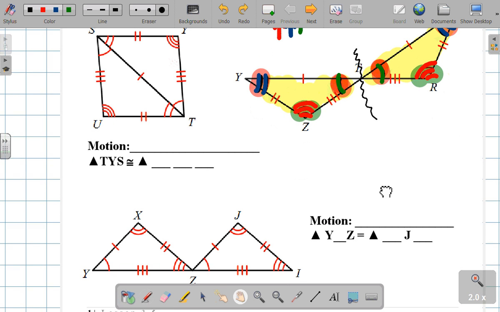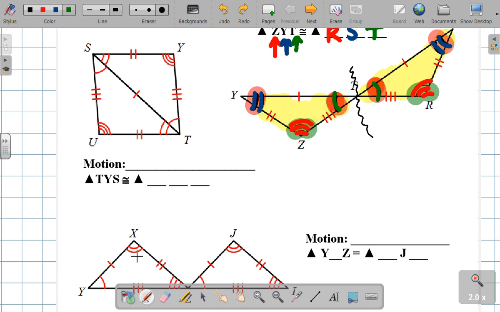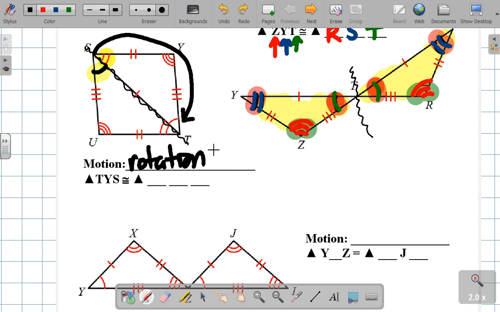Let's do two more. Now this one looks like a reflection, but be very careful. If you were to fold this, do you see how those corners would not match single to double? So it's not a reflection. Instead, this single sweep gets rotated down. This is a rotation.